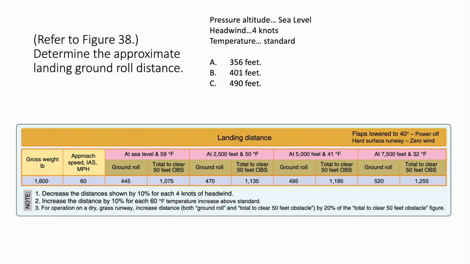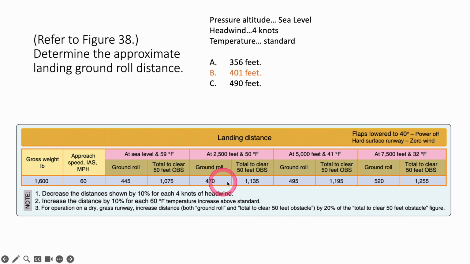And another table format that you'll see on the written test would look like this. They'll give you certain conditions, and the question is saying determine the approximate landing ground roll distance. So let's take a look at that one in your supplement book, using the given conditions: sea level, headwind 4 knots, and temperature standard.